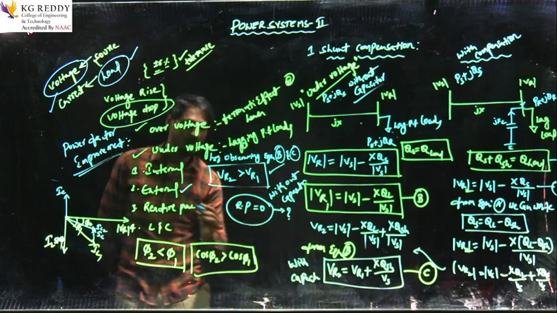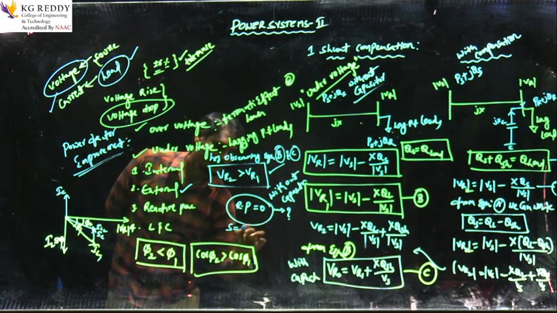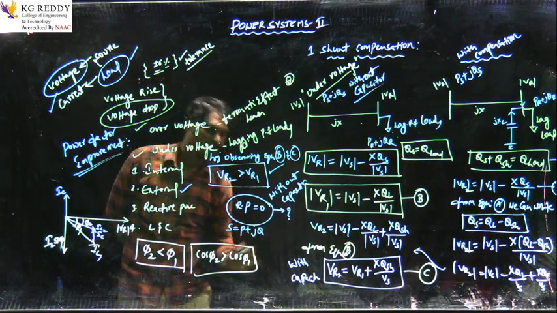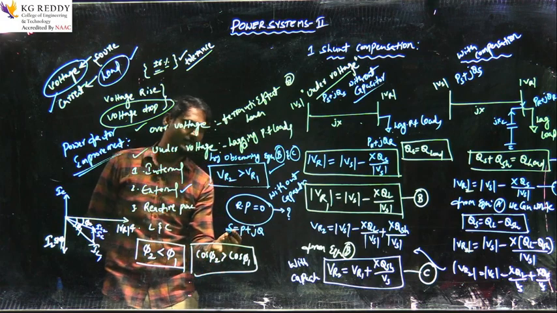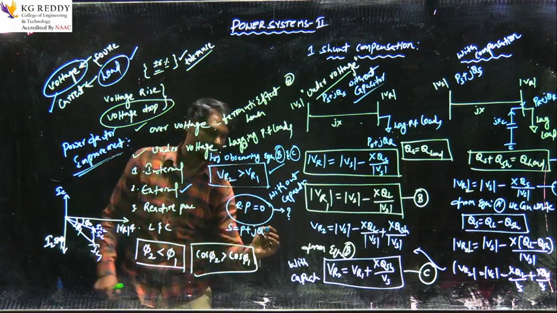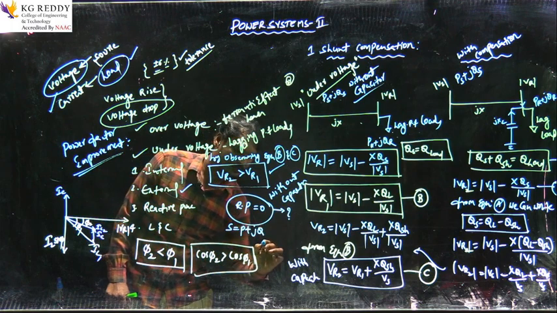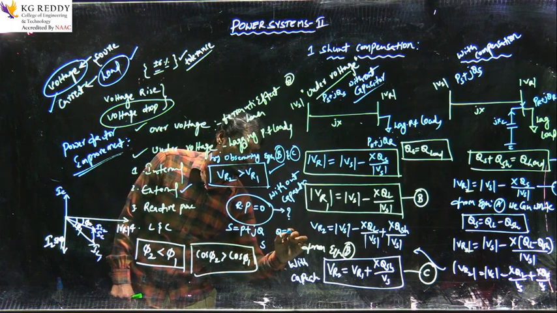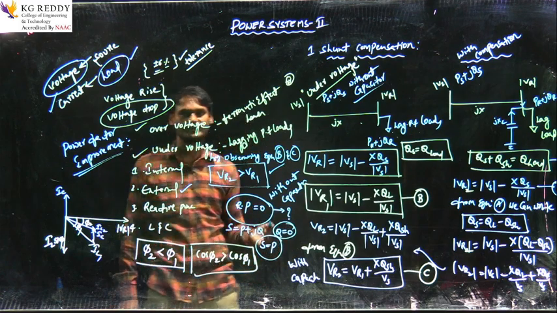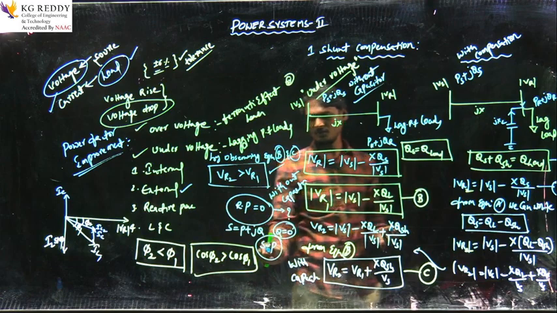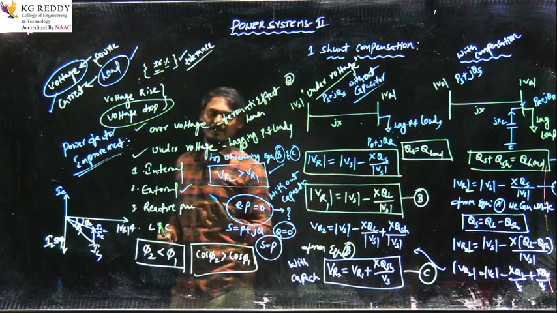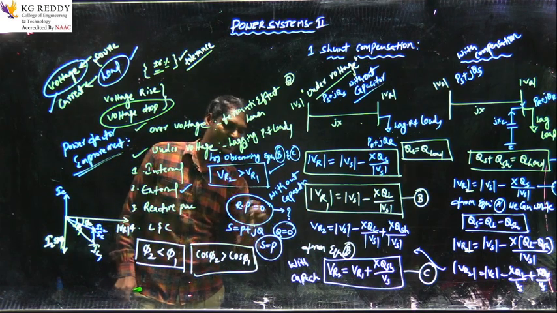Why? What will happen? Most of the students will be confused here. The apparent power is equal to P plus jQ. One student will ask like this: sir, if the reactive power is 0, that means Q is 0, so S is equal to P, so the active power is present. In the power system, the active power is going to flow, right? But you are saying the total power is 0. Exactly, man.